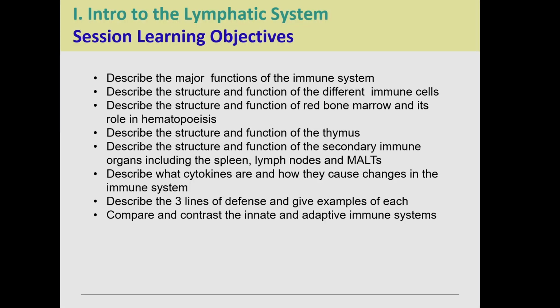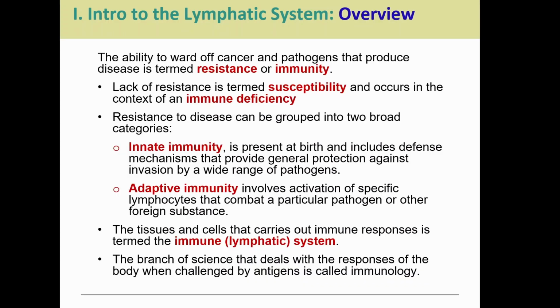So some of the things we're going to do in this video, we're going to talk about the major functions of the immune system, the different immune cells, bone marrow, the formation of blood cells, the thymus, secondary immune organs, cytokines, and the defenses that we have, both innate and adaptive. So we're going to just do a big overview of the lymphatic and immune systems. So we have to define some terms before we get too far into the weeds.